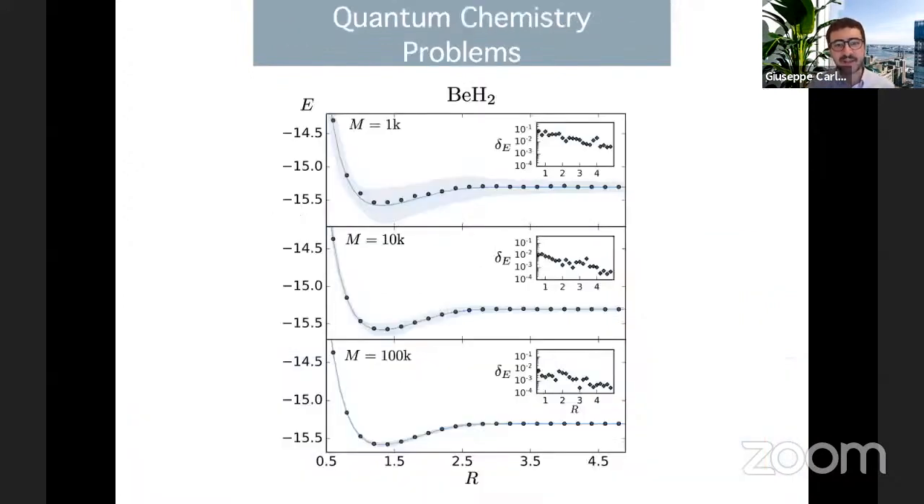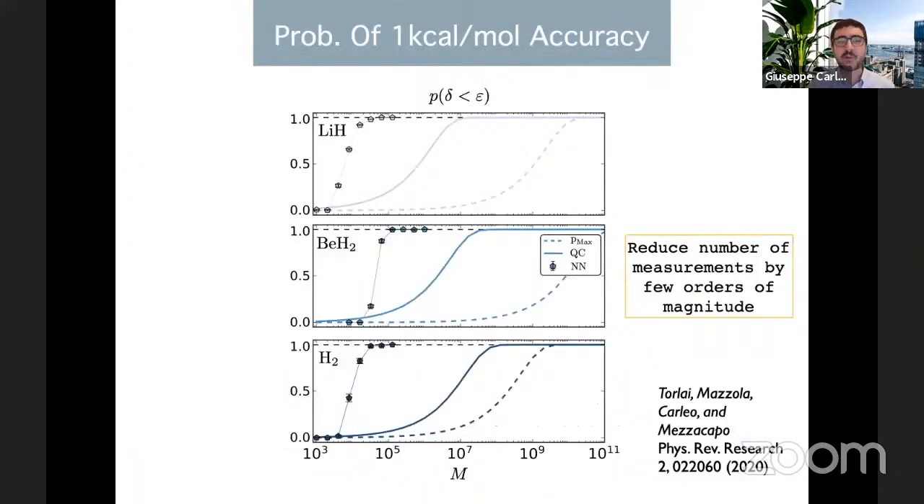And just to give you an example of what we can do in quantum chemistry, this is the number of measurements that you need to get an accuracy, the probability of having an accuracy, of 1 kcal per mole, which is the target if you want to have some chemical accuracy. And you see, again, for H2, if you use the standard approach, you will need something around 10 to the 8 or so measurements to get this accuracy. And this is really expensive if you want to do it on the hardware.